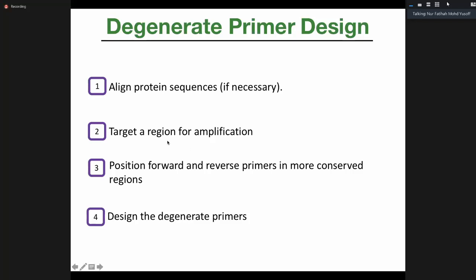And then the second one, target a region for amplification. This is quite similar to what you have done previously when you design normal or common primers, and position forward and reverse primers in more conserved regions. This is to ensure that you design based on the information that you have. Then design the degenerate primers, using specific programs for degenerate primers.